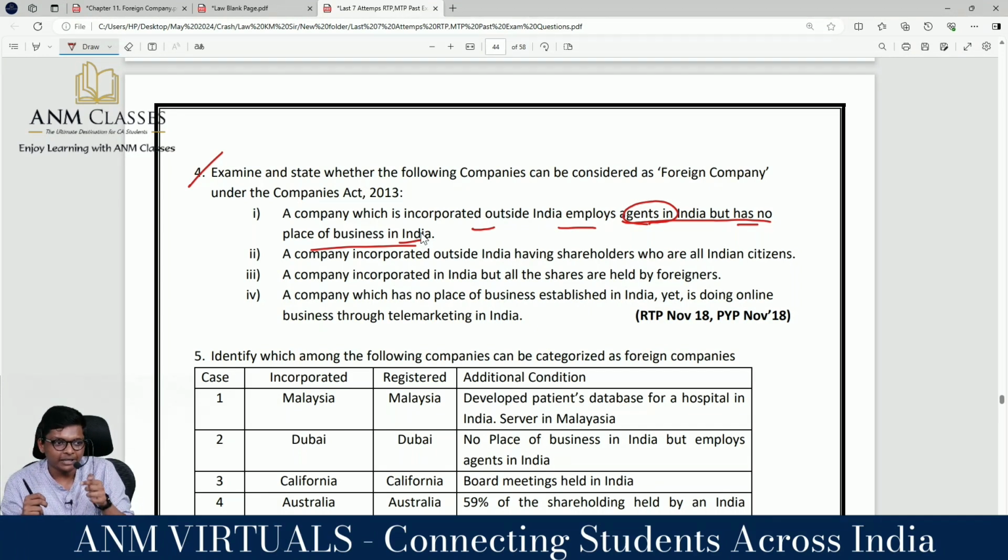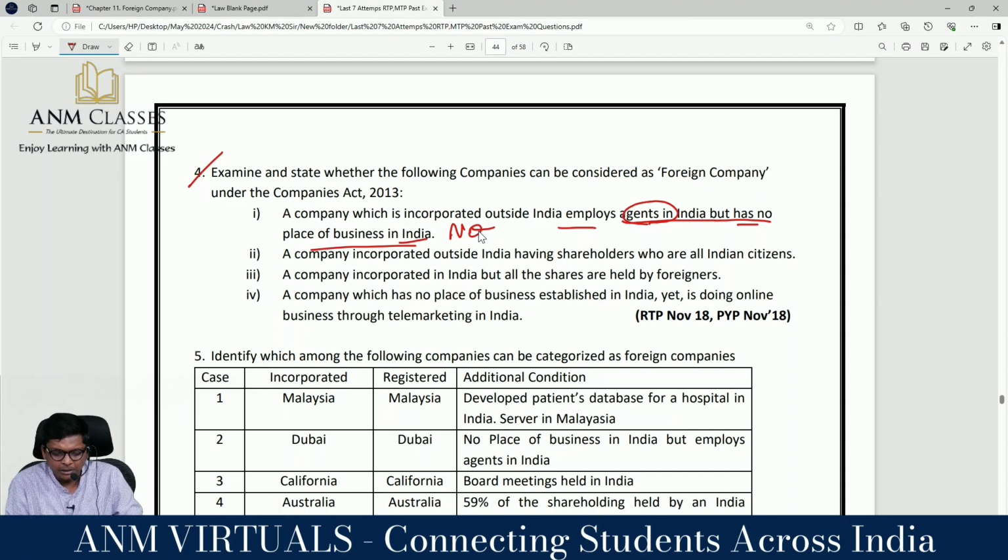Is it a foreign company? No. Are you getting it? See, the primary condition is place of business. Such a place of business can be by itself or through agent, physically or online. Here, place of business is not there. So what if you employ agents, has no place of business, it's not a foreign company.